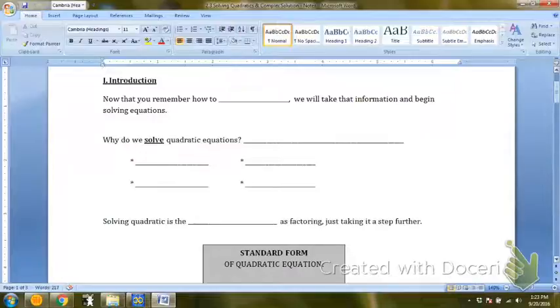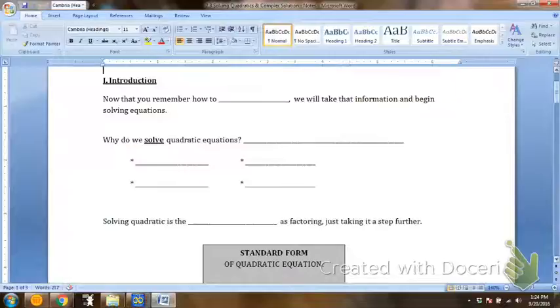Okay, so 2.3 is all about solving quadratics. Now that you remember how to factor, that's your first blank there. We will take that information and begin solving equations.